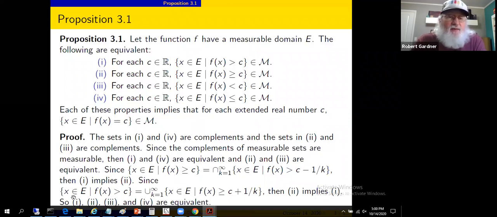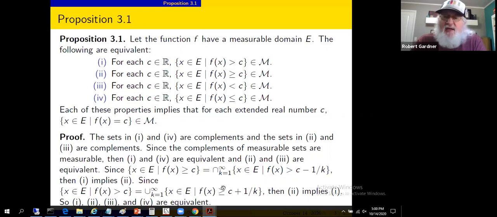We can take the set of x values such that f of x is strictly greater than C. I'm looking at part 1 type sets now. And we can write that as a union of x values such that f of x is greater than or equal to C plus 1 over k. It's an f of x greater than or equal to, that's a part 2 type thing. So if part 2 holds, all of these sets are measurable. We're in a sigma algebra. Their countable union is measurable.